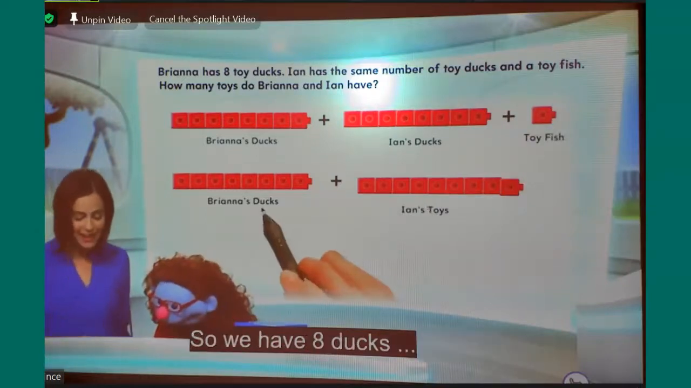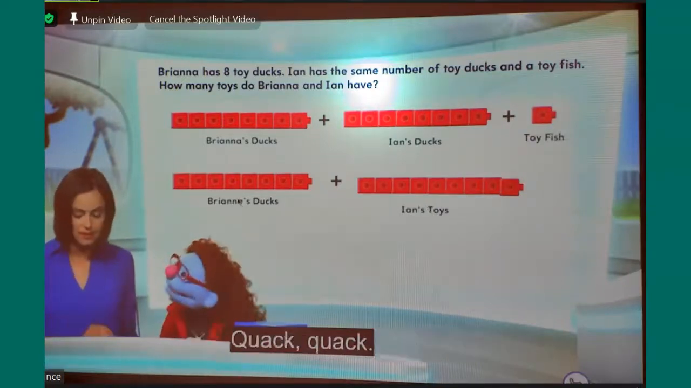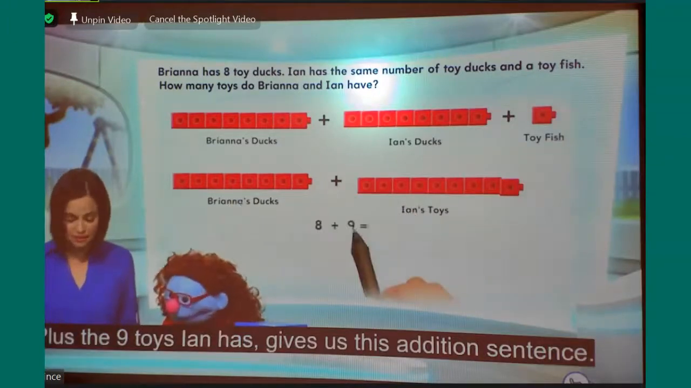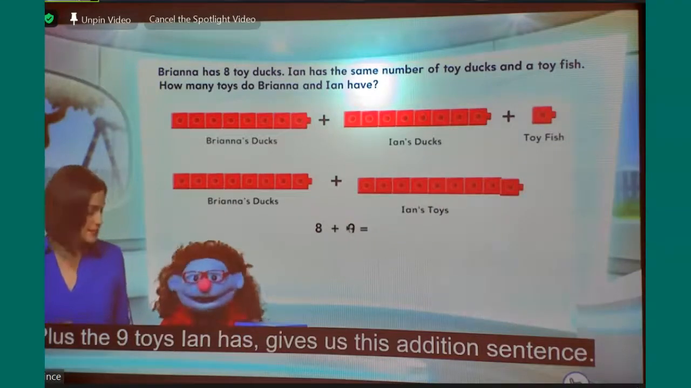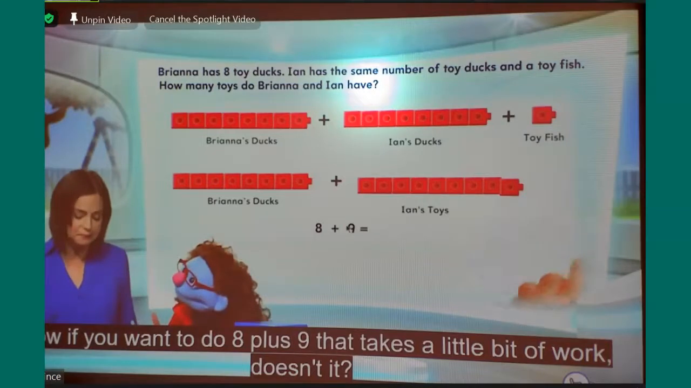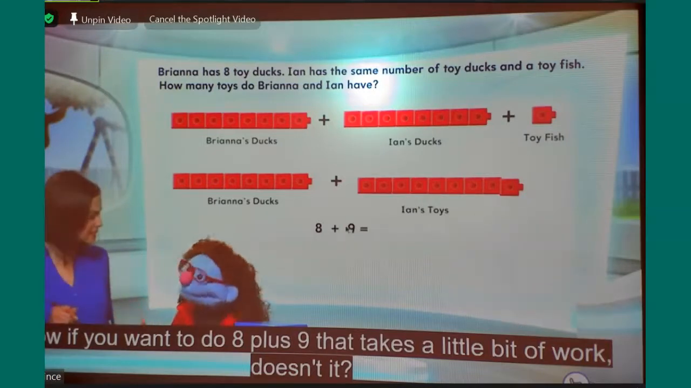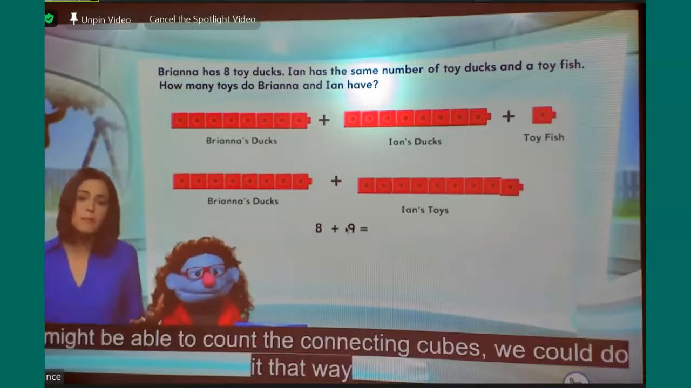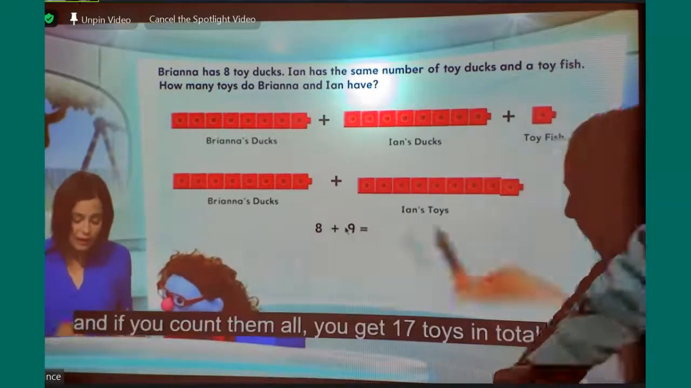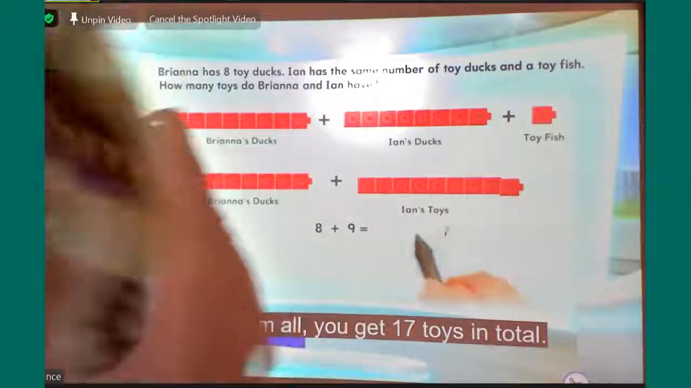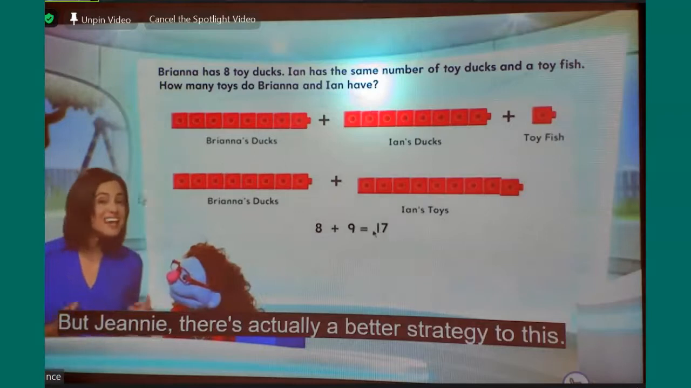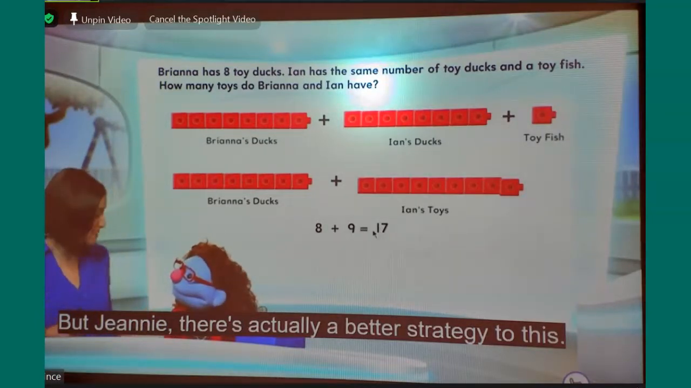So we have 8 ducks, quack, quack, plus the 9 toys Ian has, gives us this addition sentence. Now, if we want to do 8 plus 9, that takes a little bit of work, doesn't it? Sure, yeah, it does. We might be able to count the connecting cubes. We could do it that way. Yeah. And if you count them all, you get 17 toys in total. But, Jeannie, there's actually a better strategy to this.